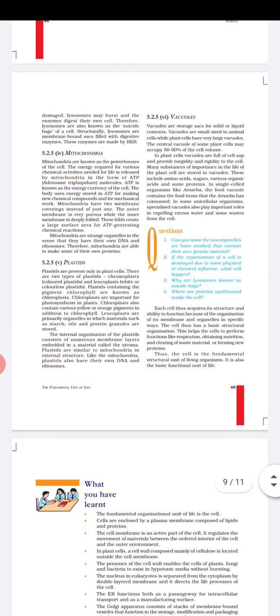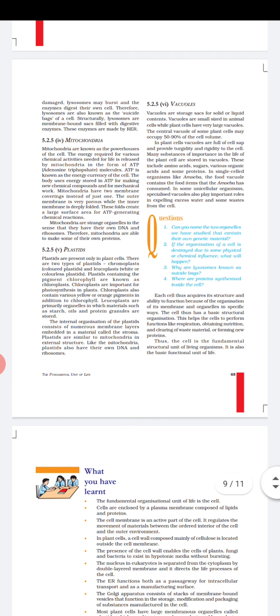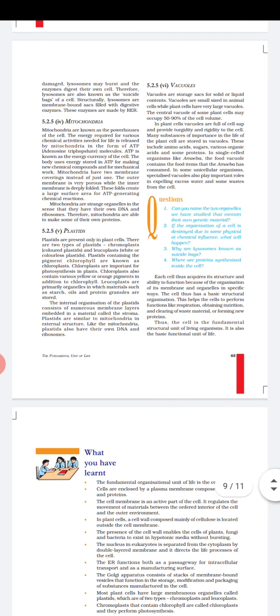Next is mitochondria. Mitochondria are known as the powerhouse of the cell. The energy required for various chemical activities needed for life is released by mitochondria in the form of ATP molecules. The ATP is known as the energy currency of the cell. The body uses energy stored in ATP for making new chemical compounds and for mechanical work.